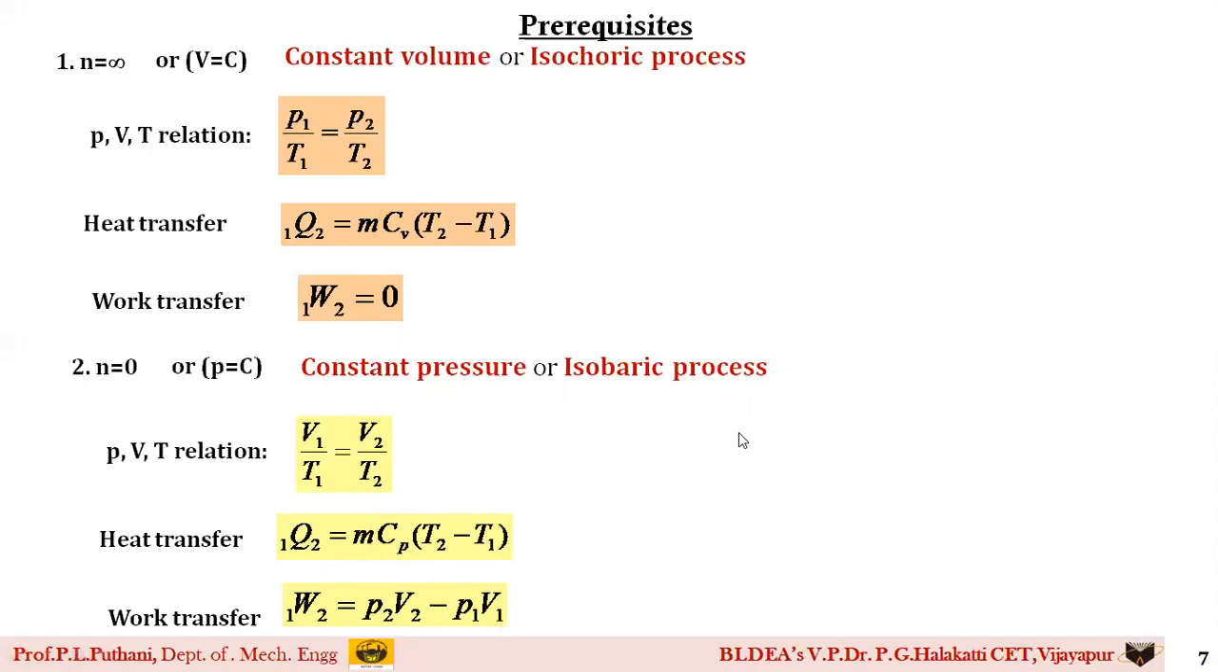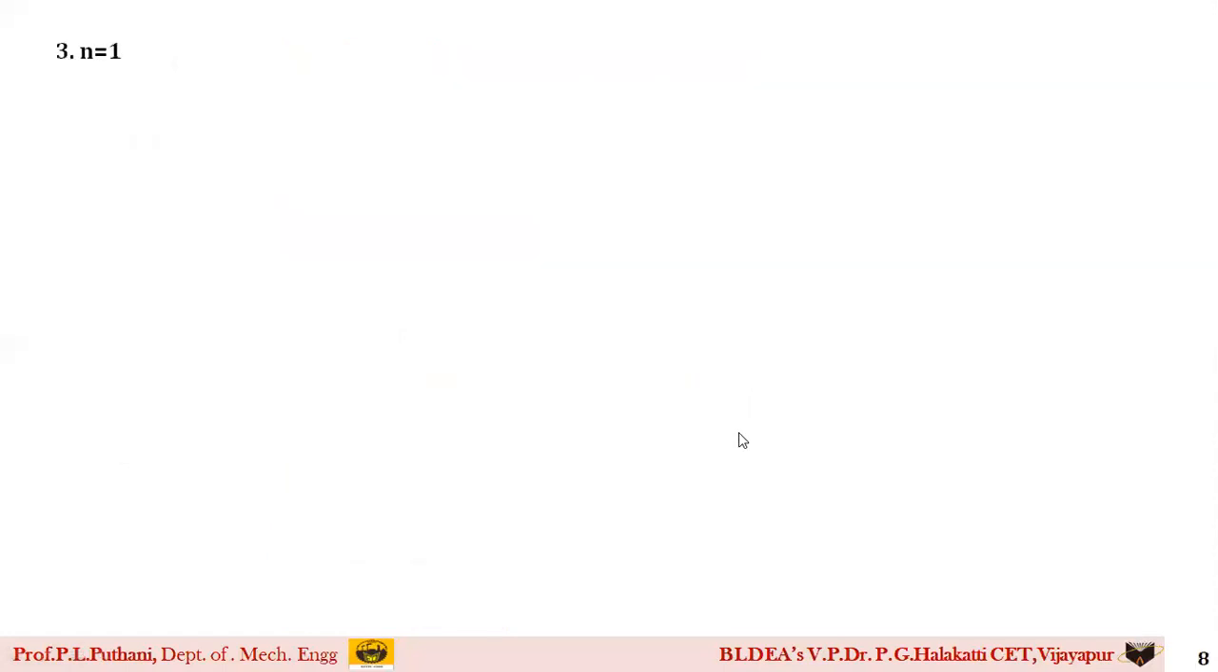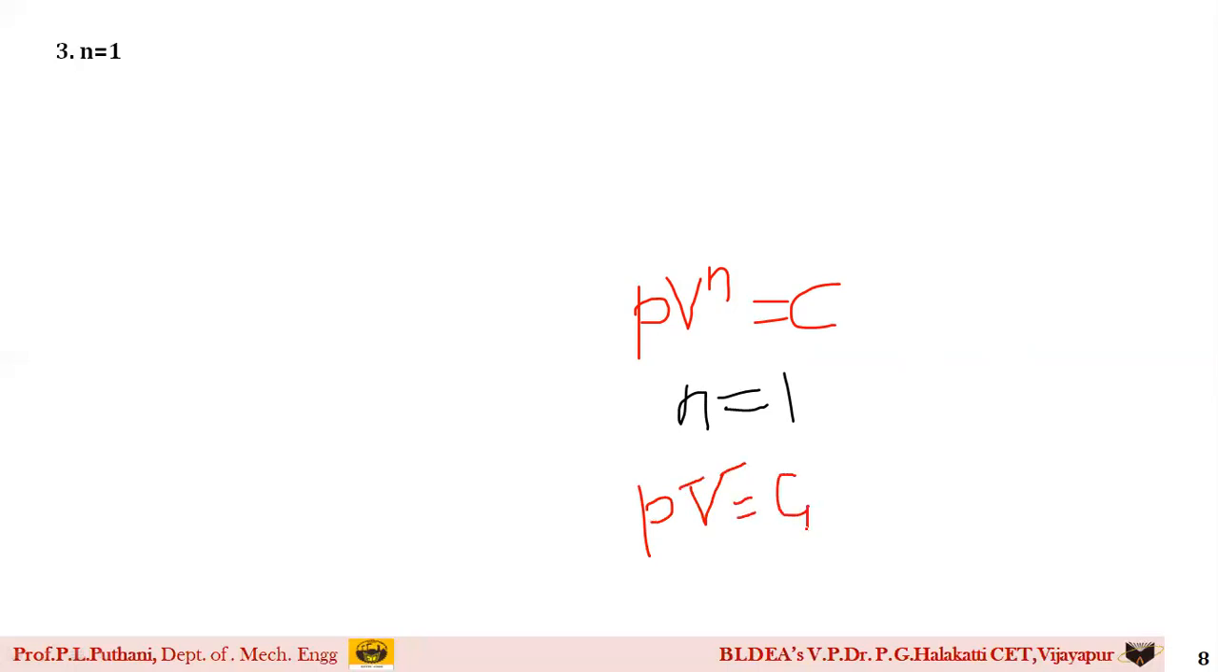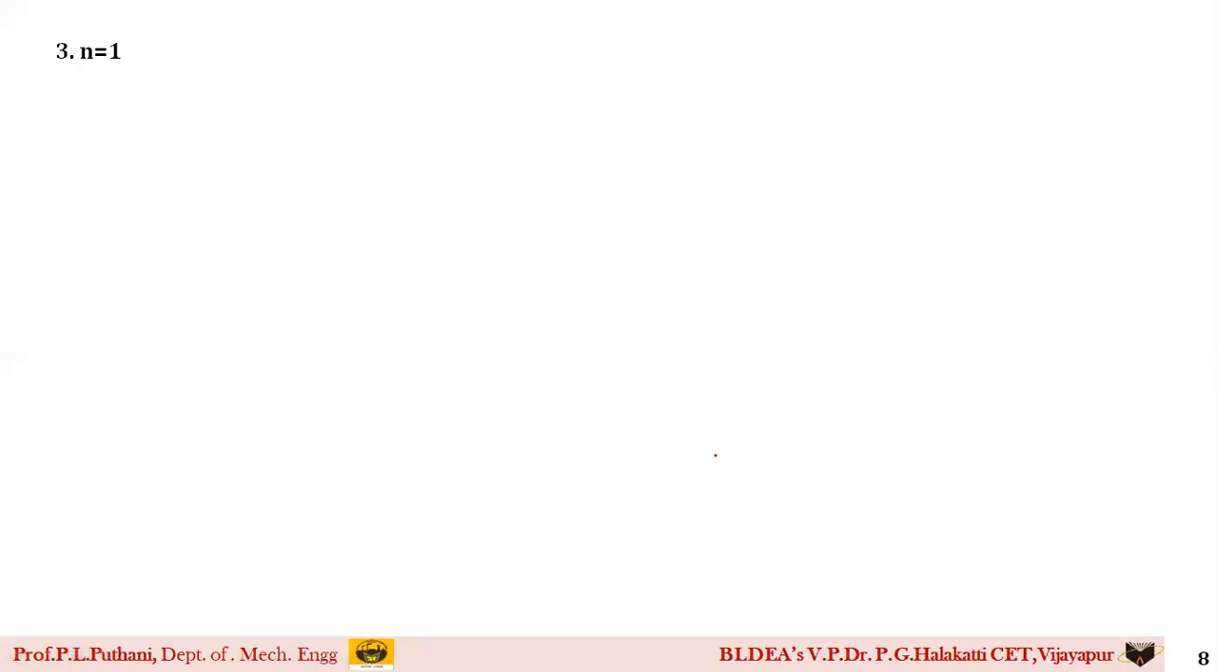Now moving ahead, students, n is equal to 1. So for our PV to the power of n is equal to C, if I substitute the value of n is equal to 1 in the above equation, the corresponding equation I am going to get is PV is equal to C. This PV is equal to C is nothing but the representation of a constant temperature process or isothermal process.